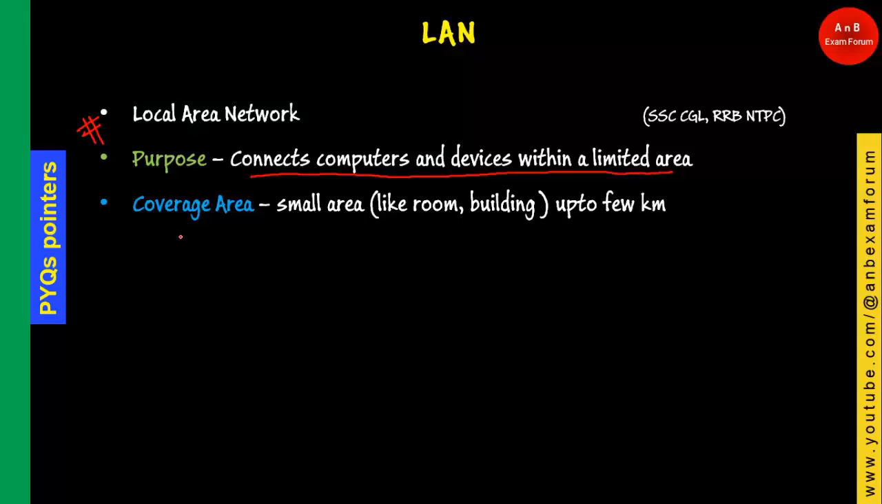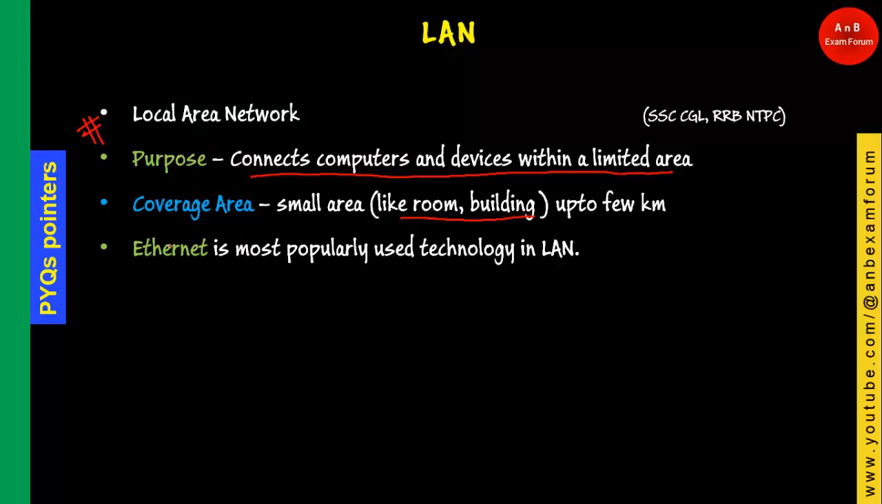So what about the coverage area? Coverage area will be very small. It is like a room or a building, up to a few kilometers. Okay, so if your building or room has one LAN, it means it is going to cover that room and building only. Okay, so it becomes a local area network. And the very popular one is Ethernet, and Ethernet is the most popularly used technology in the LAN, that is local area network. Okay, this is very important. Ethernet is the most popularly used technology in the LAN.